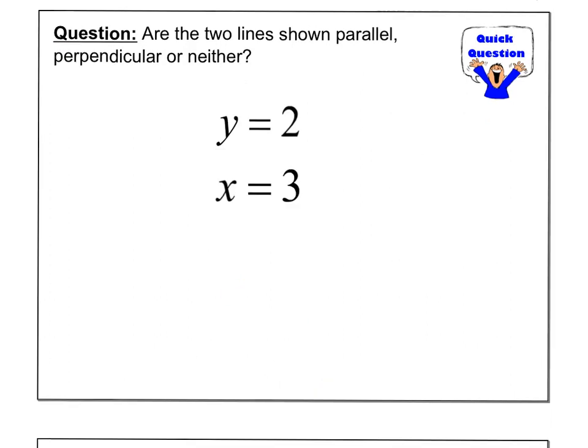Oh boy, here's a bit of a tricky one. I want you to pause the video and see if you can figure it out on your own. It might help to graph it. Okie dokie then. Let's say you pause the video.